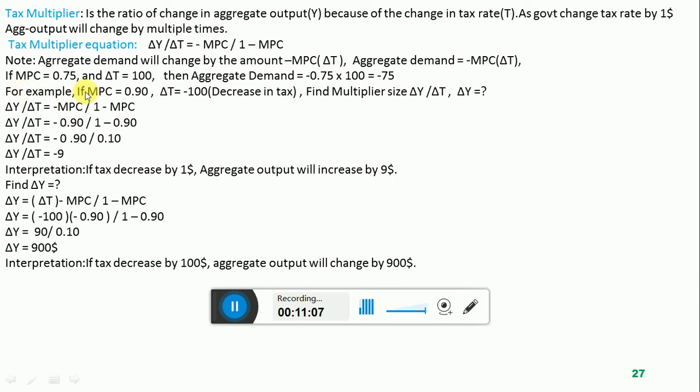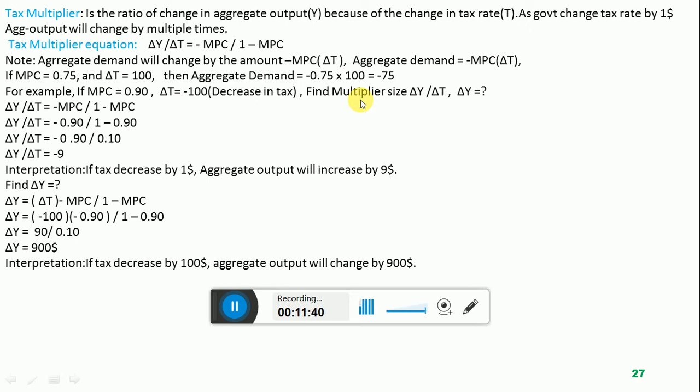For example, if the MPC is 0.90 and delta T is minus $100 million, a decrease in tax, this negative 100 means taxes are decreasing by $100 million. The first part of the question is: find the multiplier size, change in y divided by change in t. The second part of the question: compute the change in y. So this example carries two parts.